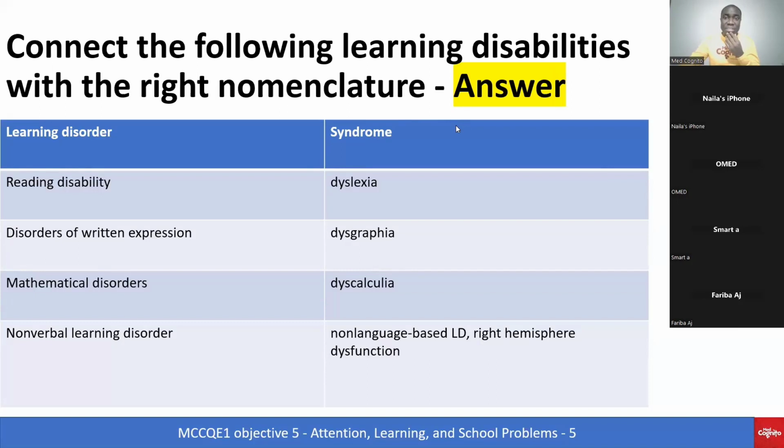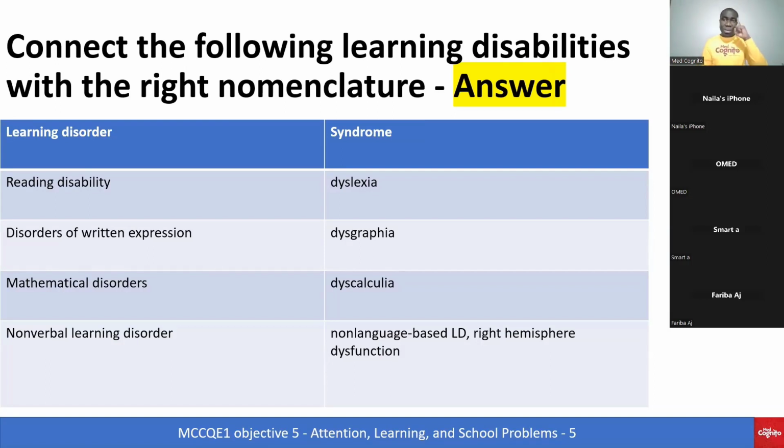If a patient has disorders of written expression, that is dysgraphia. If the child has issues with doing mathematics or calculation, that is dyscalculia. And if there is non-verbal learning disorder, that is non-language-based learning disorder and right hemisphere dysfunction. Please, if you're having trouble with this, what I'll suggest is just take a screenshot or something. We'll be sending it to you anyway, but I know that some people at times will want to have specific things. So if you want, you can just take a screenshot so it can help you.